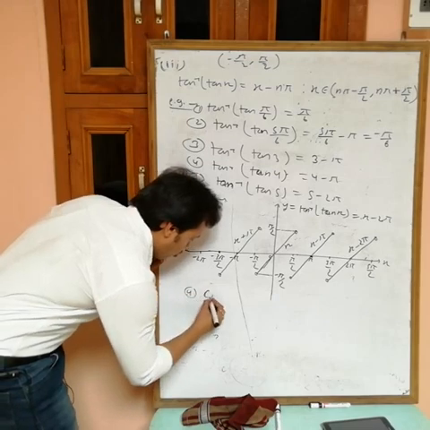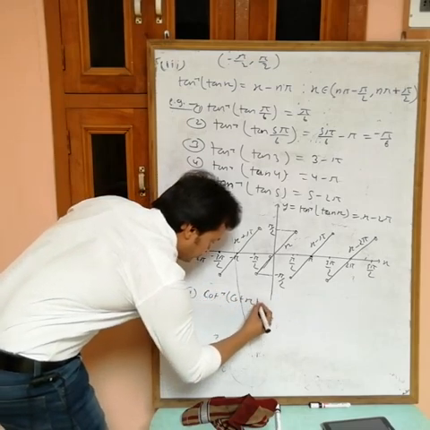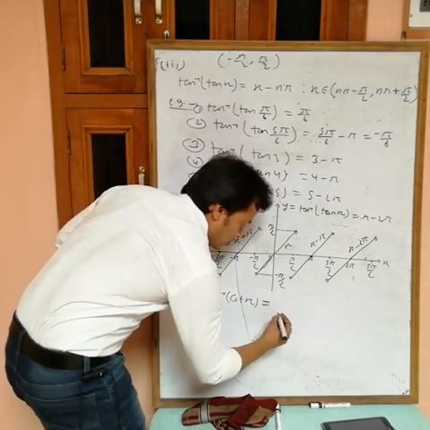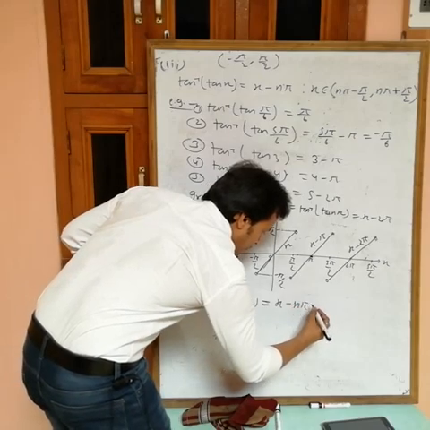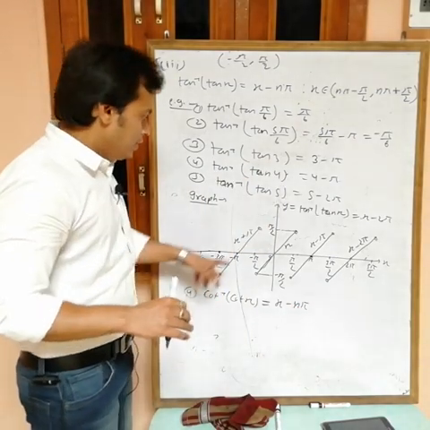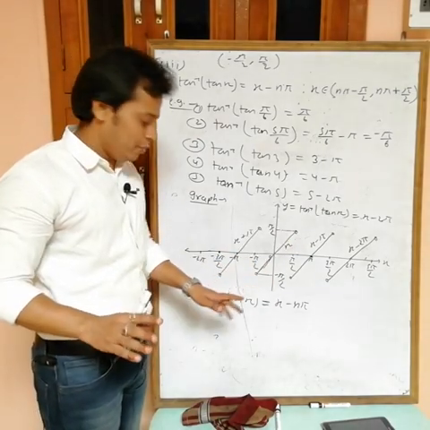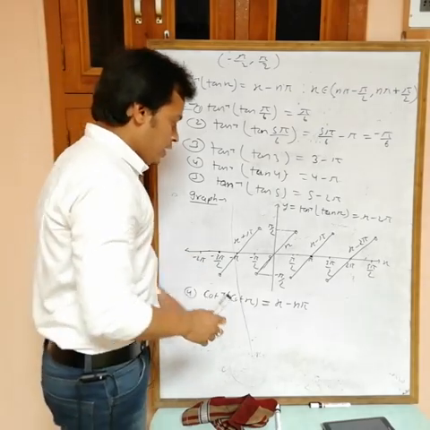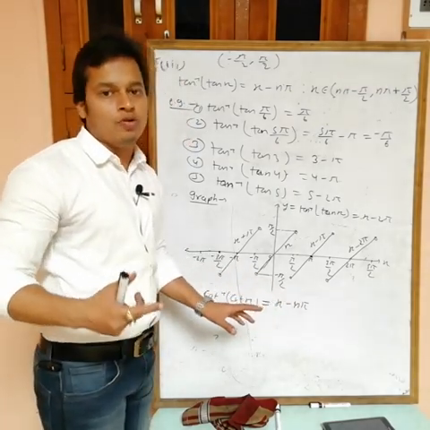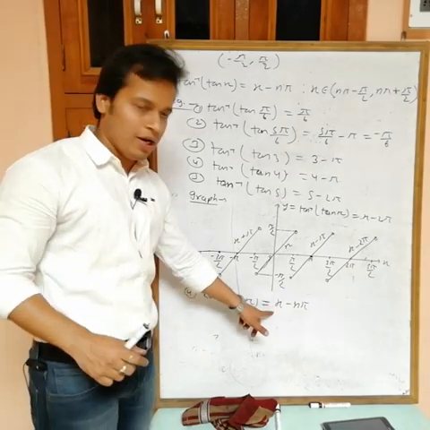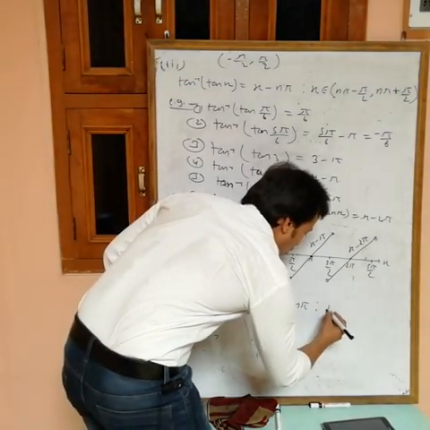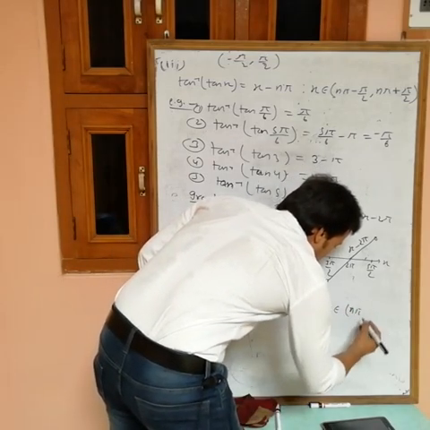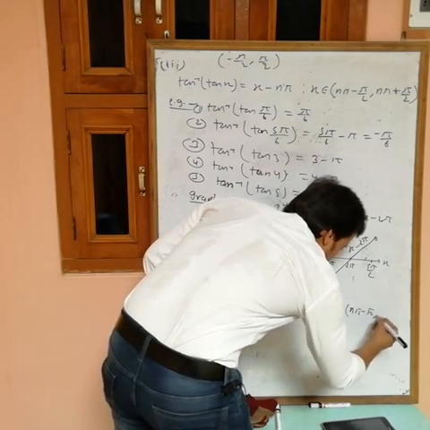Fourth one, cot inverse of cot x. This is also the same as tan inverse of tan x, x minus n pi. There is only one difference. Tan inverse may be negative, no problem. But cot inverse can't be negative because the range of cot inverse is 0 to pi. So here x must always be greater than n pi, not near to n pi. But the formula is the same, x minus n pi, for all x belonging to n pi minus pi to n pi.